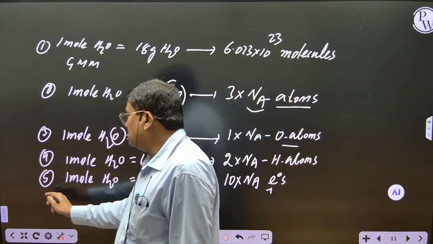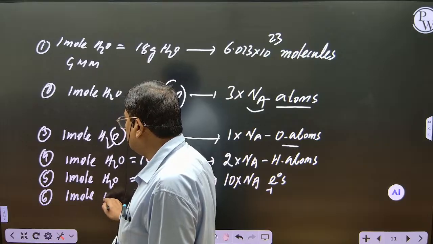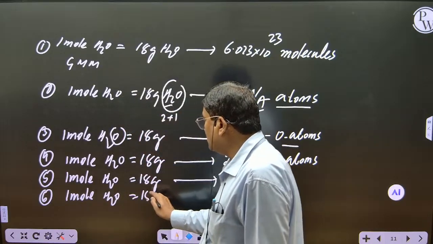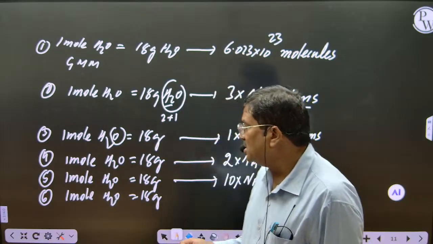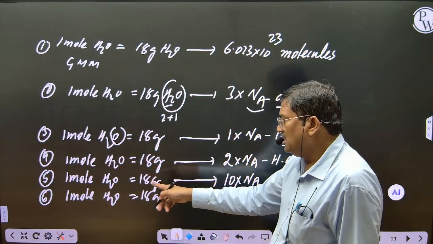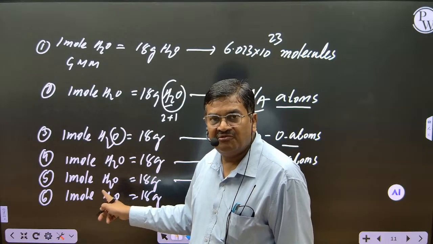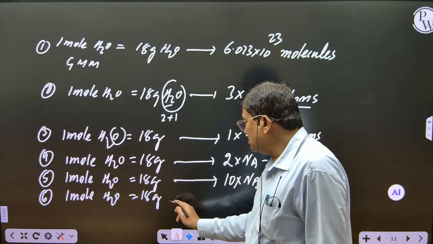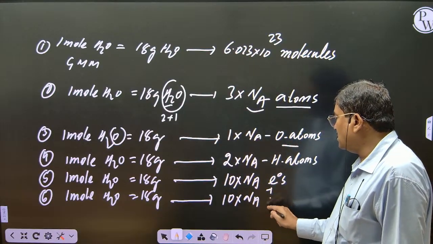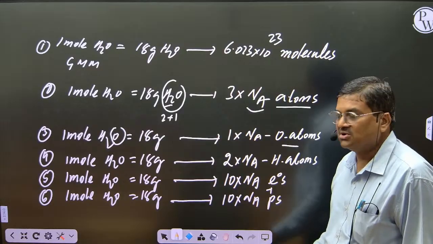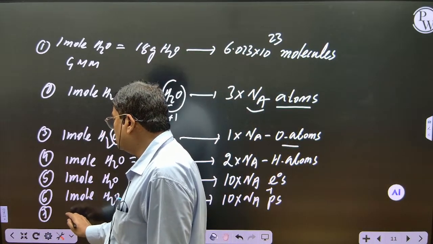Now the same 1 mole of water I am taking, which is weighing how many grams? 18 grams. Now in this 18 gram, how many protons will be there? You remember in a neutral atom we discussed how many electrons will be there, the same number of protons will be there. So here also the answer comes what? 10 into Avogadro number of what? Protons. P means proton.